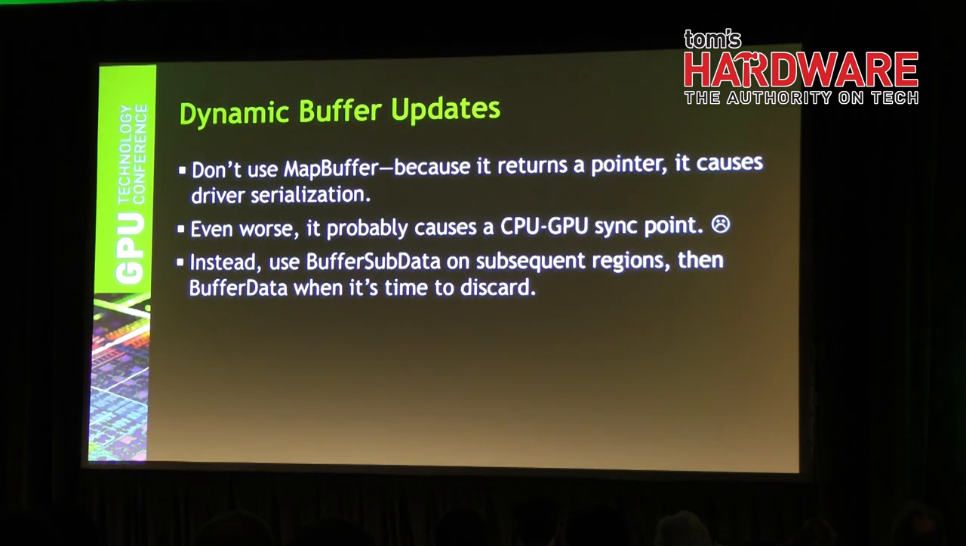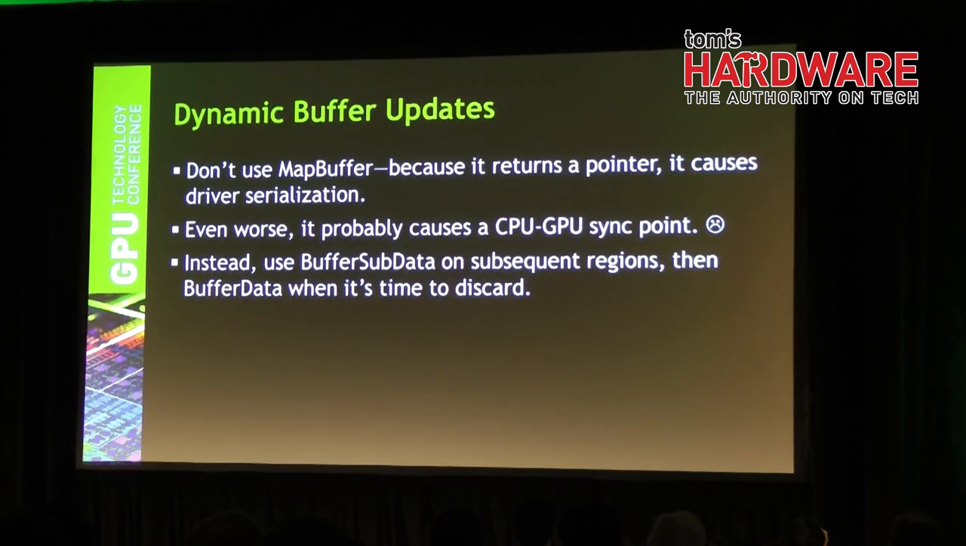On dynamic buffer updates, we had originally had code that said use map buffer because it maps fairly well to D3D locks. This, because it returns a pointer, causes driver serialization. And actually it also probably winds up causing a CPU GPU stall or a sync point, which I'm super not a fan of. So don't do those. Instead, use buffer subdata.